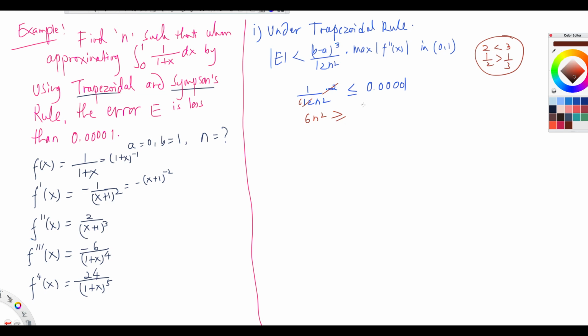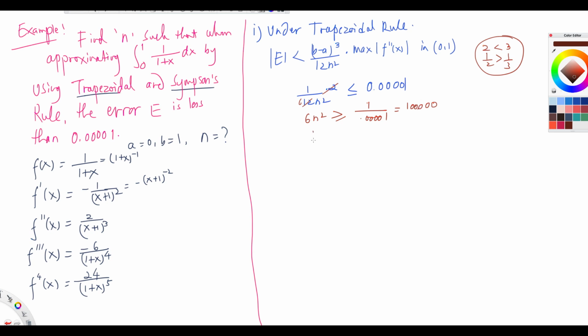That means you'll write 1 over 0.00001. How much is that? That will be 1, and then how many zeros? 1, 2, 3, 4, 5. How many digits? So 100,000, right? 100,000. That's what you get.